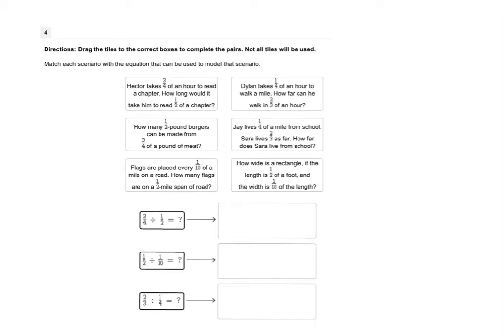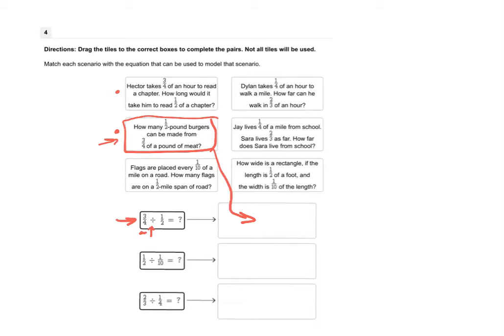We're going to match each scenario with the equation that can be used to model the scenario. So let's start off with 3/4 divided by 1/2. If I look at my scenarios, these are the two that have the numbers 3/4 and 1/2 in them. I'm going to start with the bottom one. How many 1/2 pound burgers can be made from 3/4 of a pound of meat? So you're starting off with 3/4 pounds of meat, and you're cutting it up or dividing it up into 1/2 pieces. So that problem is actually going to go right here.